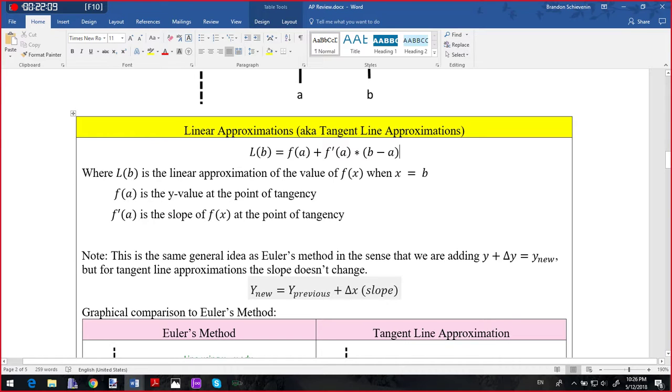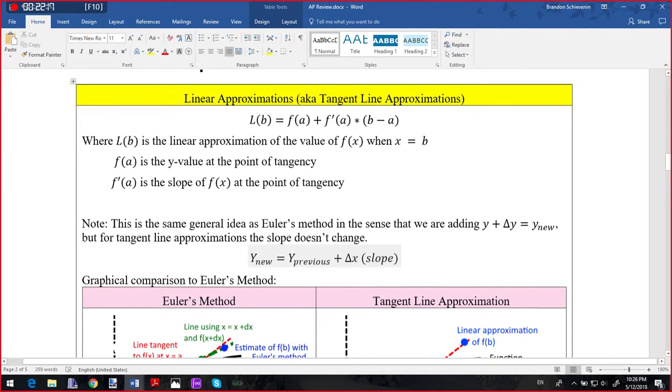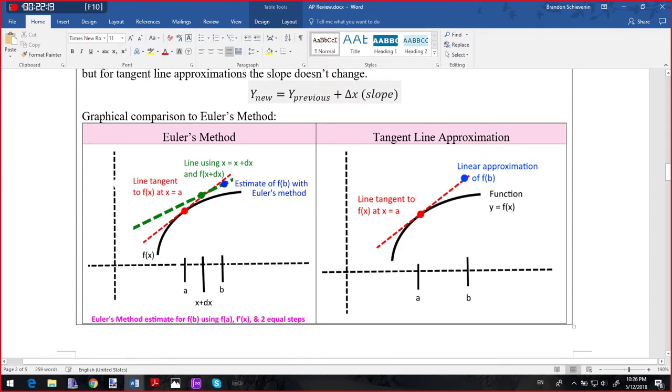So the difference is, for tangent line approximations, our slope is constant, and for Euler's method, our slope was a differential equation, so our slope kept changing every time we moved over. So graphically, it looks like this. Euler's method is more complicated, so every time that I move one change in x over, we actually change the tangent line that we use to estimate the next point. For a tangent line approximation, we don't change at all. So I've got a single point, a single slope, and we just use that to estimate the y value.